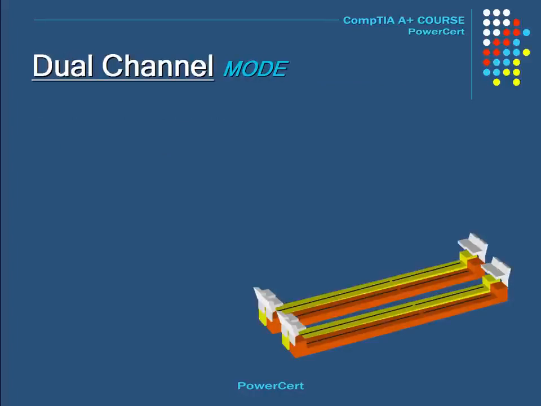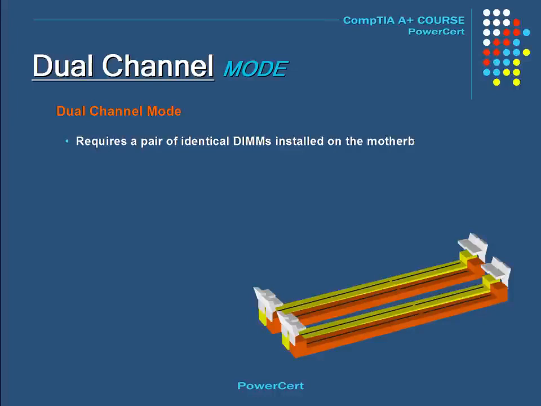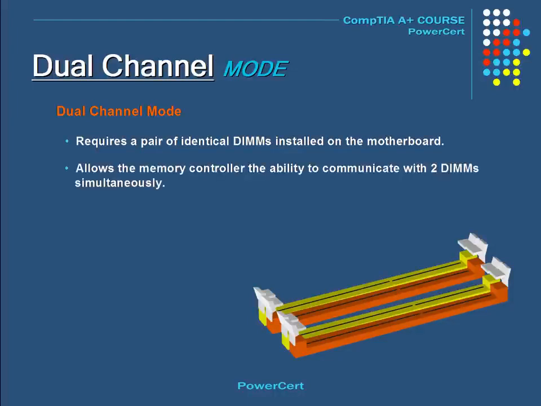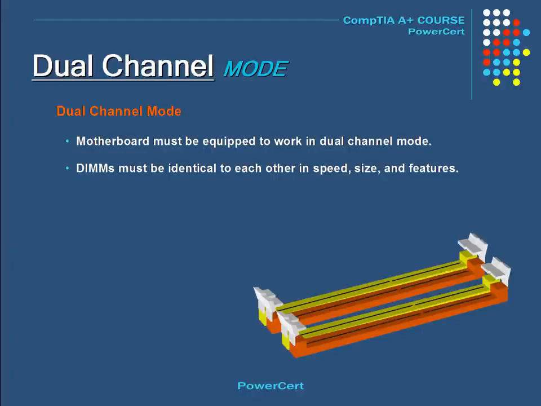To meet the higher demands of faster processors and memory controllers, a new technology was developed called dual-channel mode. Dual-channel mode requires a pair of identical DIMMs installed on the motherboard, which allows the memory controller the ability to communicate with 2 DIMMs simultaneously, which increases the speed of accessing the memory. In order for dual channel to work, the motherboard must be equipped to work in dual channel mode, and the memory DIMMs must be identical to each other in speed, size, and features.